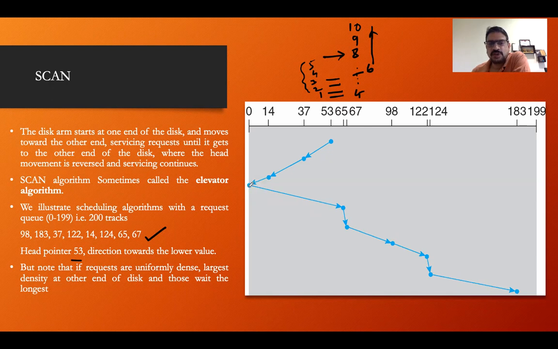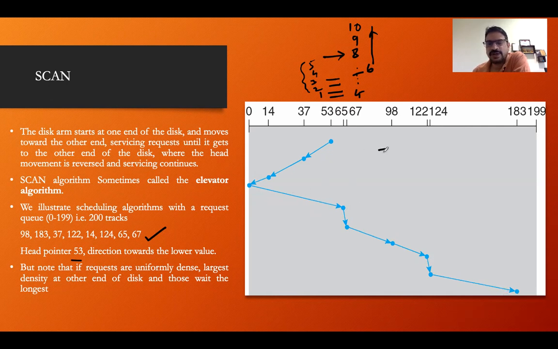So it will go up to 0. From 0, it will go back again because all these points have been served. The next points are 65, then 67, then 98, 122, 124, and 183. So up to the last, 183, it will stop. In this way, the scan is going to work.